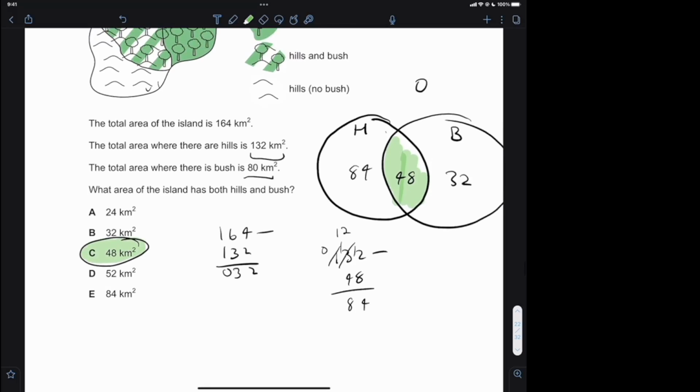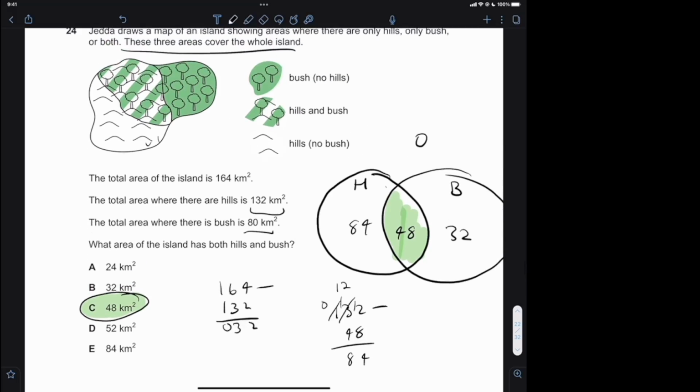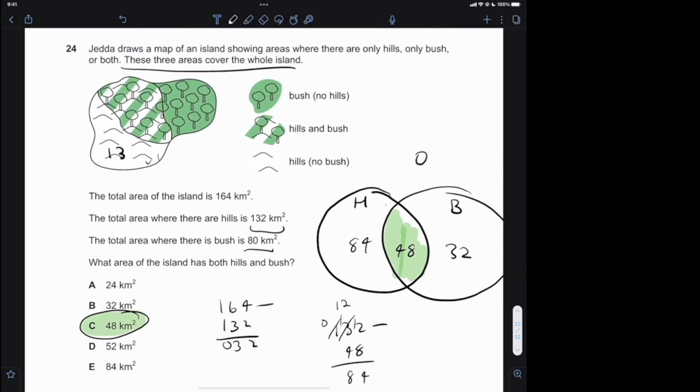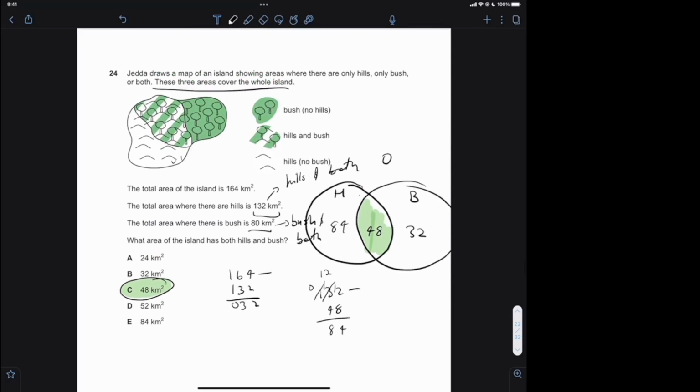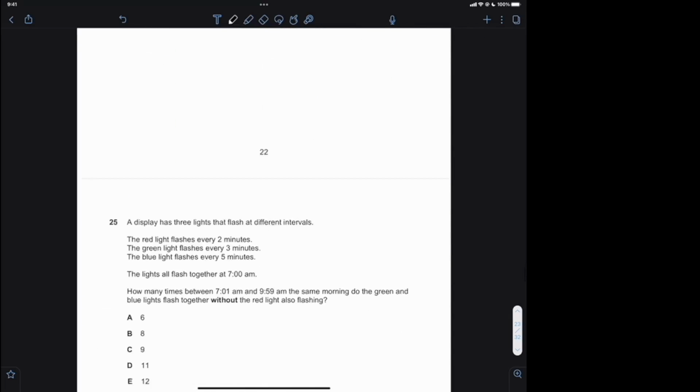Make sure you don't get confused. A lot of people would say that this section here is 132 and this section here is 80, and that this section you've got to work out yourself. That can obviously lead to some very quick problems. So make sure you keep consistent with the fact that this is going for the hills and both, and this is for the bush and both. It's important that you remember that whenever you're dealing with these kinds of Venn diagram type questions. But yeah, option C there is going to be your answer.